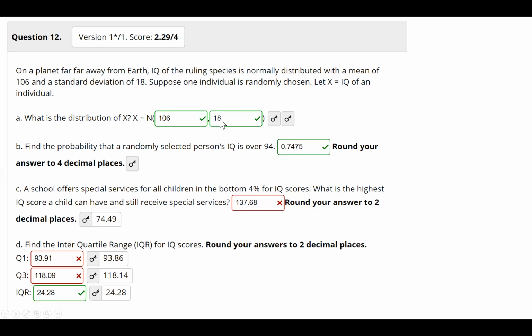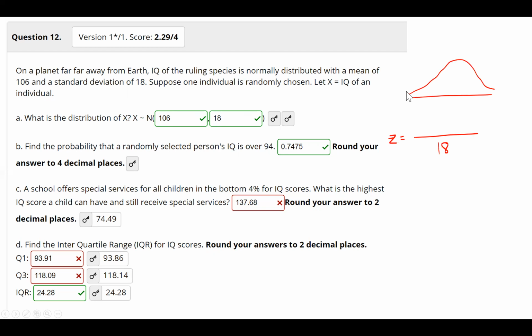Those are the two numbers that we always need in order to start anything up. And so we go from there. Find the probability that a randomly selected person is over 94. So again, let's go back. The manual way to do it is something called a z-score.